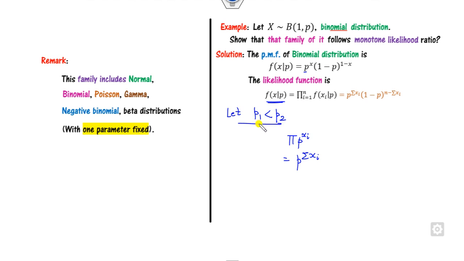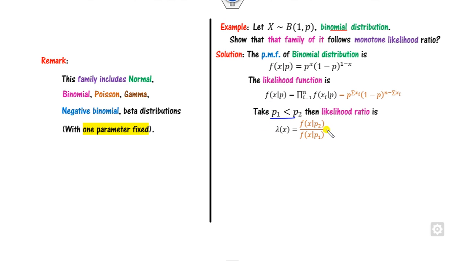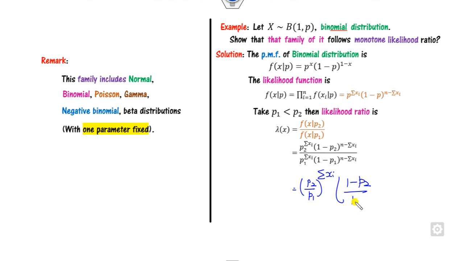Let p1 be less than p2, and we can define the ratio. What is the value of this? So I can substitute here. This is p2 to the power summation of the xi's, (1 minus p2) to the power n minus summation of xi's, divided by similarly for p1. Now I can take this pair. This is p2 over p1 to the power summation of the xi's. I can write 1 minus p2 over 1 minus p1 to the n, and I can write it as 1 minus p1 over 1 minus p2, this one.